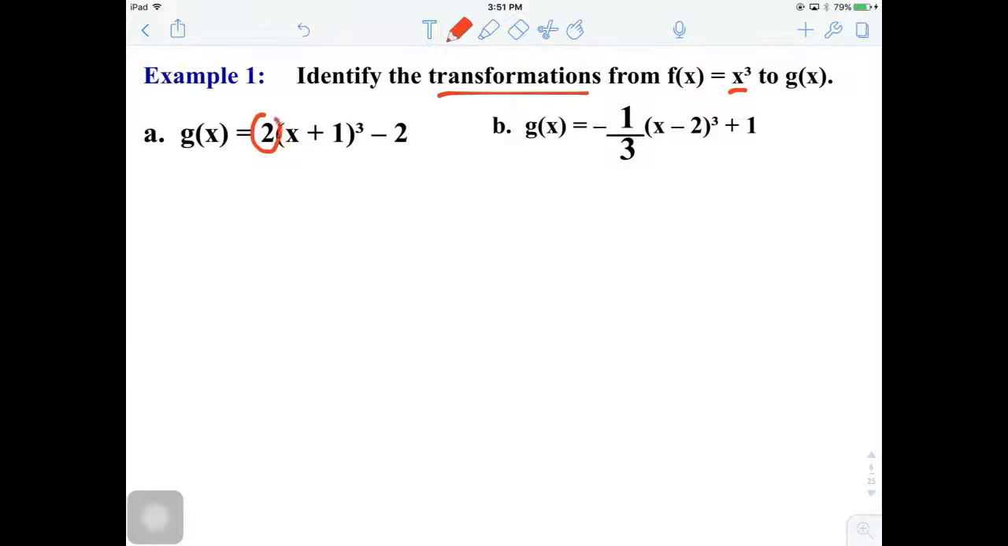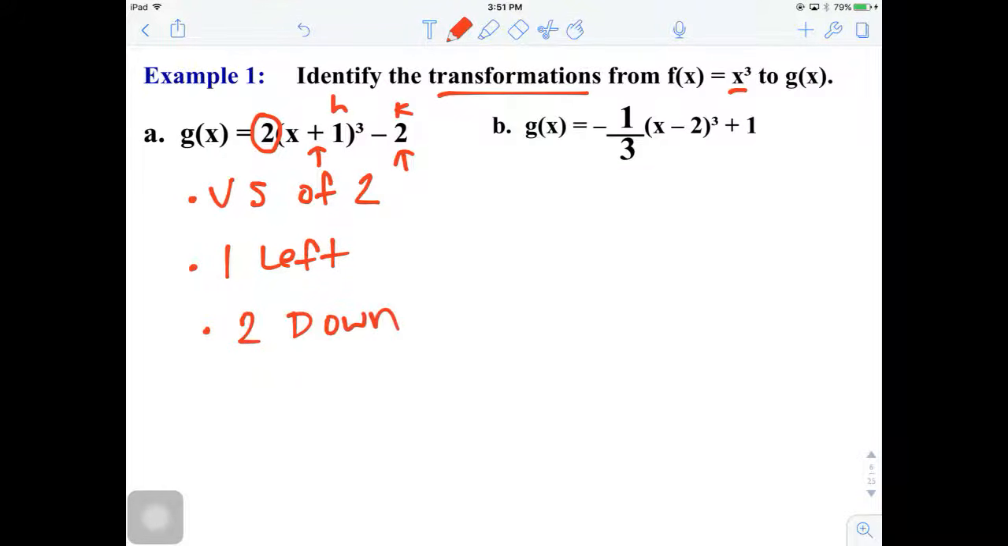We notice that there's an a right there of 2. Since a is greater than 1, there's going to be a vertical stretch by a factor of 2. Based on this right here, remember, plus means to the left, so we're going to move 1 unit to the left. Then, based on the number k outside, so this is h and this is k, k is negative, so we're going to move 2 units down. That would be all of the transformations.